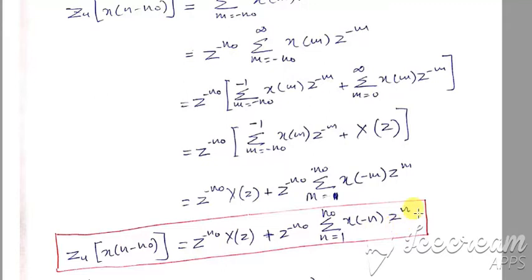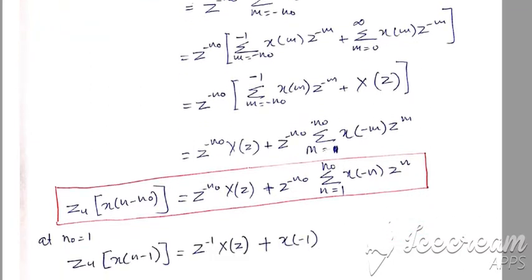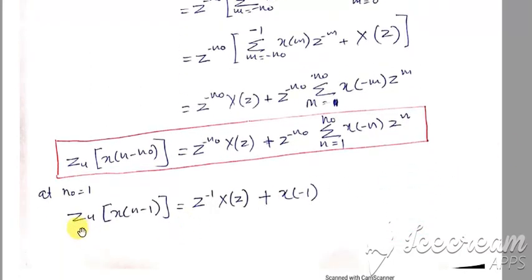Now, for example, if we take n0 is equal to 1, then we can put the unilateral transform of x[n minus 1]. We have put n0 is equal to 1 here, then it becomes z inverse X(z) plus x[minus 1].